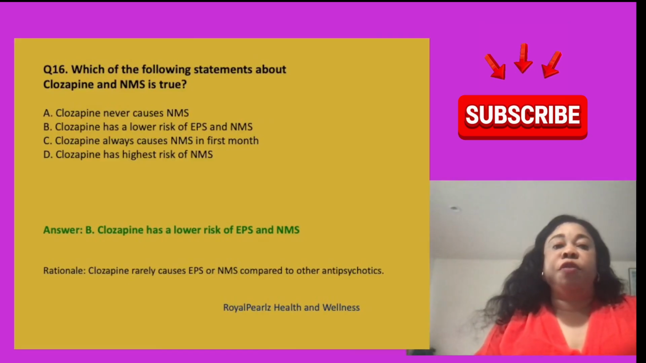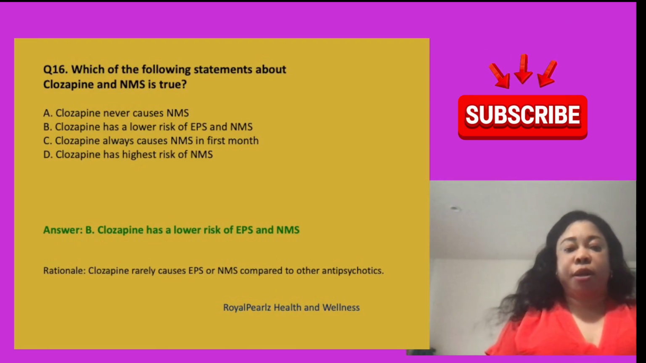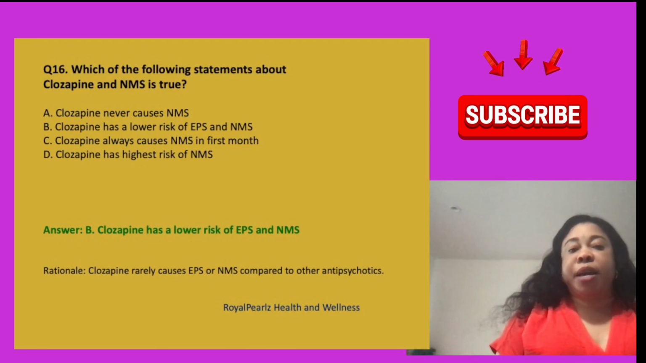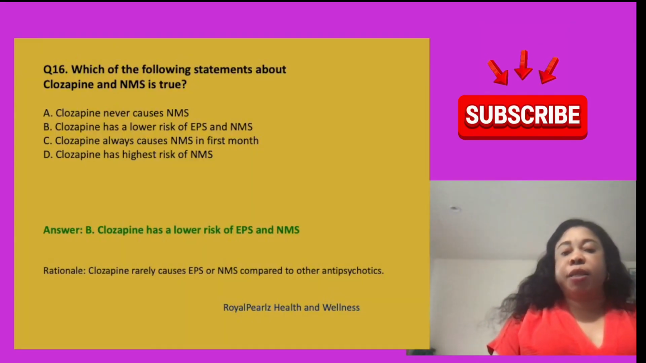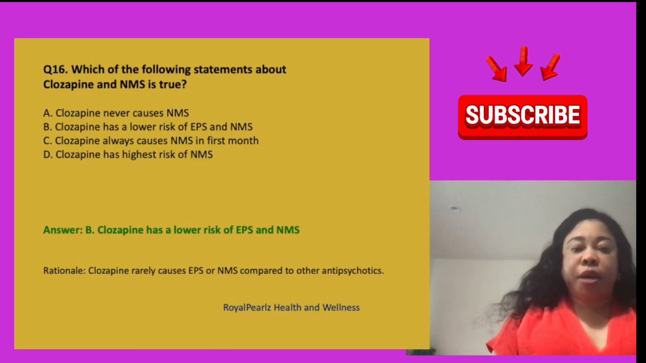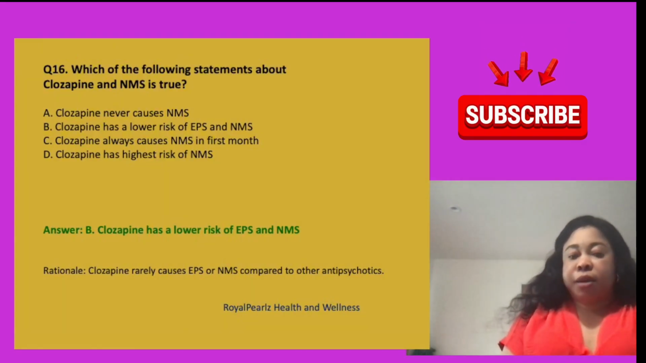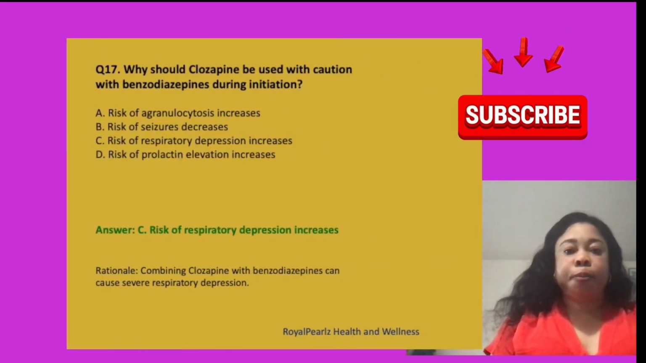Number 16, which of the following statements about clozapine and NMS is true? A, clozapine never causes NMS. B, clozapine has a lower risk of EPS and NMS. C, clozapine always causes NMS in the first month. D, clozapine has the highest risk of NMS. The answer is B. Clozapine has a lower risk of EPS and NMS. Remember that we mentioned this, that clozapine has the lowest risk of EPS, and I mentioned it in my other video. So clozapine rarely causes EPS or NMS compared to other antipsychotic medications.